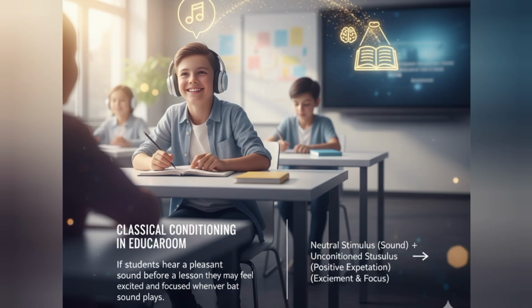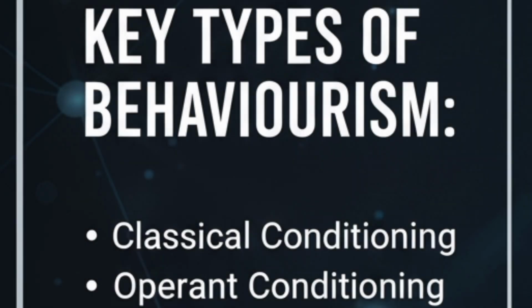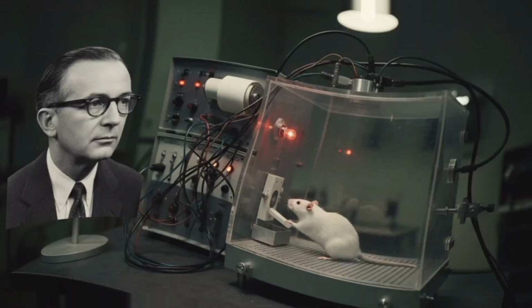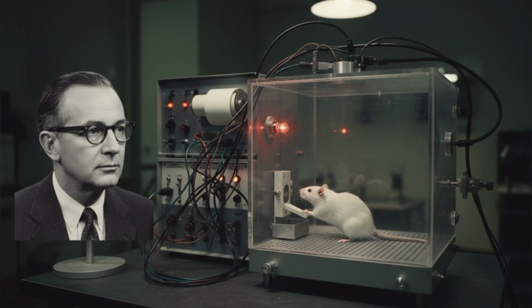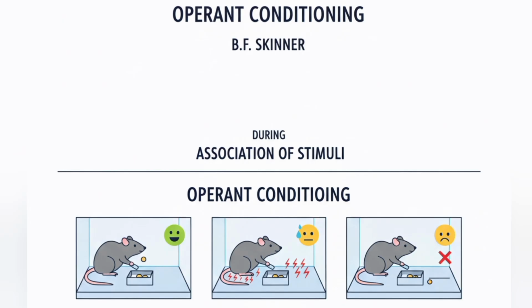For example, in the classroom, if a student hears a pleasant sound before a lesson begins, they may feel excited and focused whenever the sound plays. Number two, operant conditioning, that was given by B.F. Skinner. Skinner said behavior can be shaped by reinforcement and punishment.